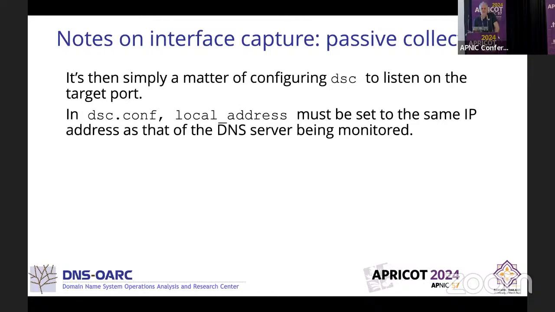So passive collection. After you've done that, it's a matter of configuring DSC to listen on the target port. You will have to configure DSC to be configured to capture data for the IP address of the traffic for the machine that you're not intercepting, that you're duplicating. So if your IP address is 1235 and the DNS server is 1234, you'll have to, in your configuration, say local address 1234, because that's the traffic you want to capture.